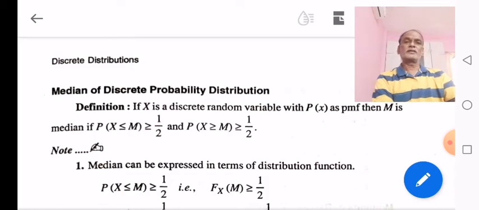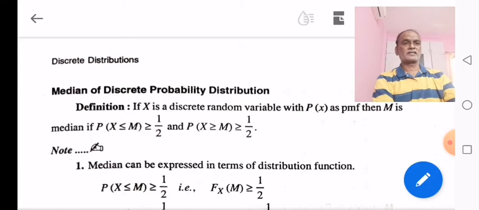One is the median of a discrete probability distribution. So what is meant by median? We are already aware of the median. Median is the value which divides the entire data into two equal parts, so we call it a median.